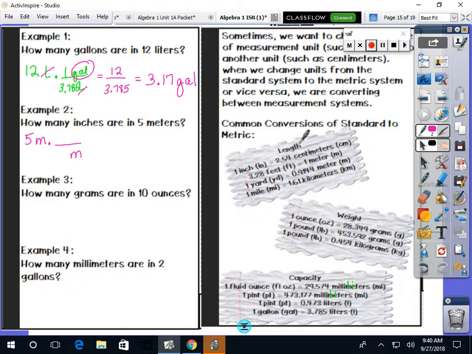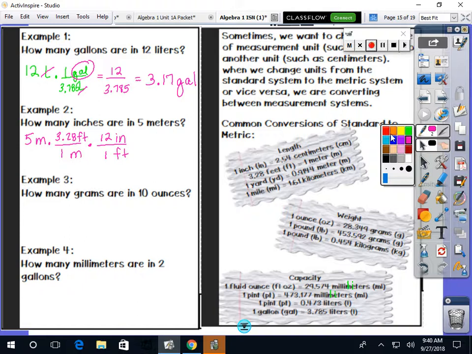Okay, that would be under length. Do we see anything about meters to inches? No, the only thing we see is centimeters to inches, but we do see 1 meter is 3.28 feet. So we'll start there. 1 meter is 3.28 feet. Now that we're in feet, feet goes on the bottom, and remember we're trying to get to inches. What do we know about feet to inches? Right, 1 foot is 12 inches.